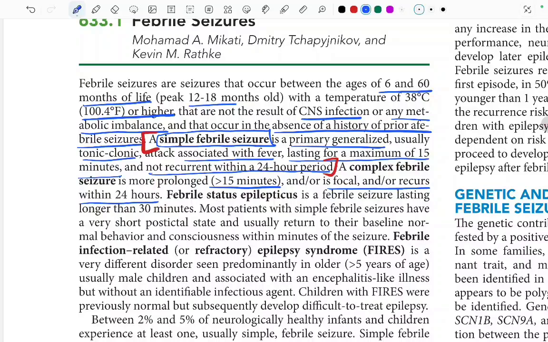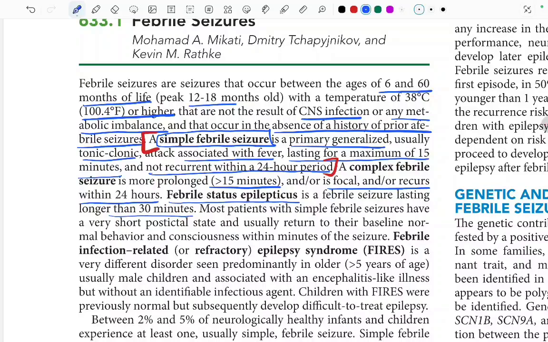Most patients with a simple febrile seizure have a very short post-ictal state and usually return to baseline normal behavior and consciousness within minutes of the seizure.